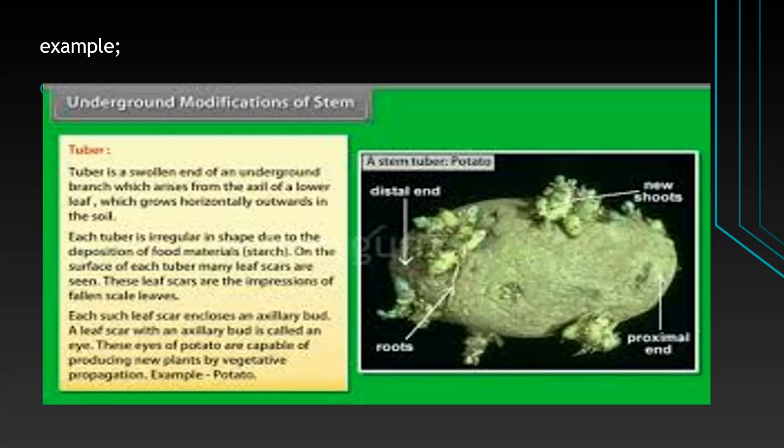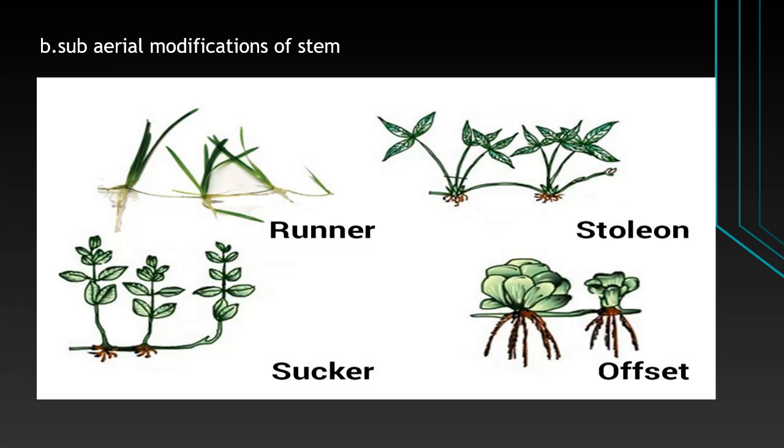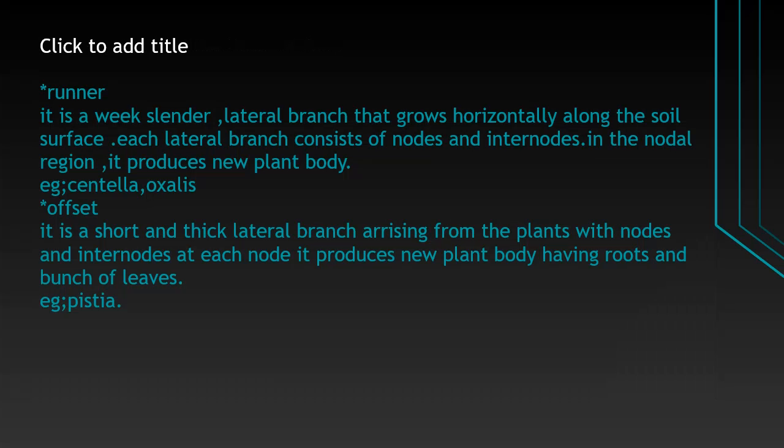So here I've shown the underground modification of stem, how it happens. Just go through that. So now we'll see B, that is the subaerial modification of stem. Here I've shown in the picture the runner, stolon, sucker and offset. We can see how vegetative propagation is occurring through stem in these kinds of plants. Now we'll see what is a runner.